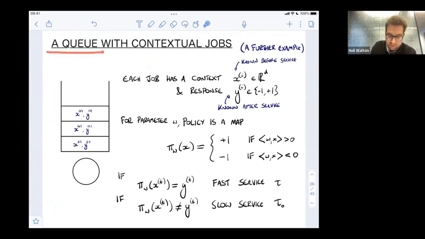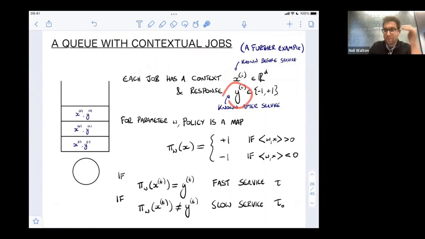So here we consider a queue with contextual jobs. Imagine that we're calling up a call center, and it asks you for some information, like your name and things like this, in different parameters. That's the context of your call, okay? And then you can imagine there's a response of how you go about serving that call based on the context information that they're giving you.